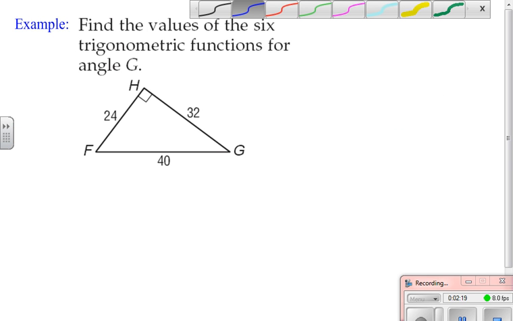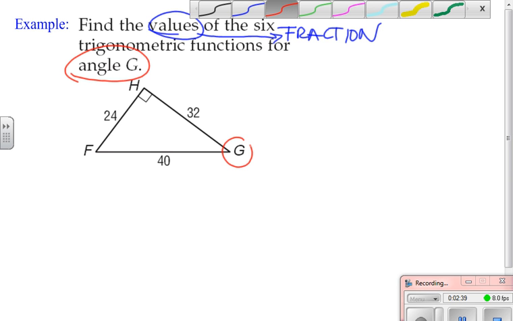So, find the values. Now, this means, when it says find the values, they just want the fraction. You don't have to find the angle. You don't want to go out to a decimal. Just give the fractional ratio of those sides. So, angle G. Mark angle G. This is my hypotenuse. It will always be my hypotenuse. Relative to G, this is my side opposite.